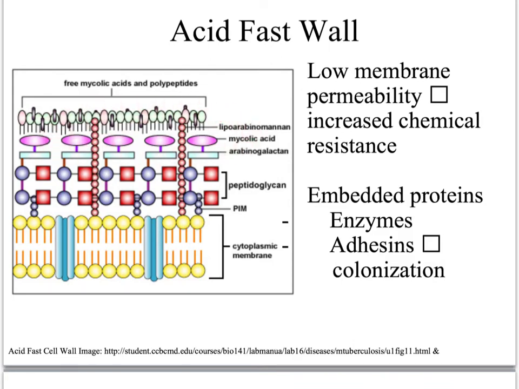It's very waxy, and it doesn't stain particularly well. It's not particularly permeable to a lot of things, so these types of organisms have to have very specific transport pumps to get things in and out of the cell. The good thing from the perspective of the bacterial cell is that it gives them an increased resistance to osmotic stress, to chemical stress, to toxic stress.